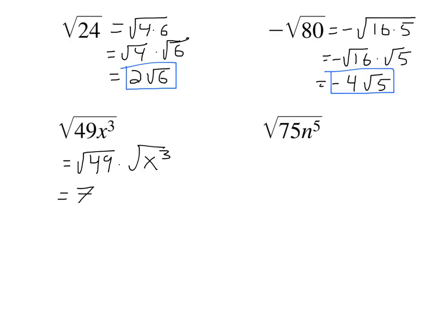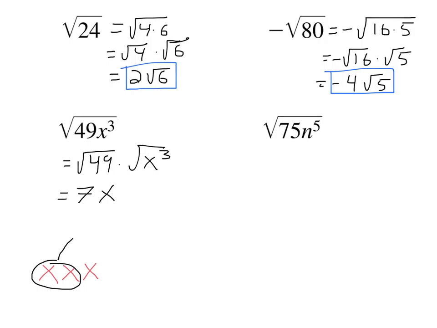Square root of x cubed, what I'm looking for there is pairs, because my index is 2. So if I have 3 x's, let's write this down here, and if I group two of them together, that means that I can take out one x, and the square root of x squared is just x. So I'm going to put an x out in the front of the radical here. This will make sense when you see a few more examples.